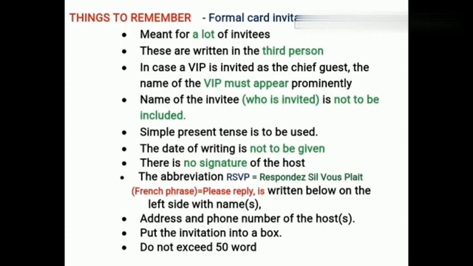Next is, students, we should not forget to write RSVP. It is a French phrase which means please reply. So we are going to write RSVP at the left hand side corner at the bottom. Next is the address and phone number of the host. This we will write under RSVP. Then comes, put the invitation into a box. Whenever you are writing the card format, I told you, you have to write within the box, just like notice, just like poster designing. You have to write this card invitation within the box.